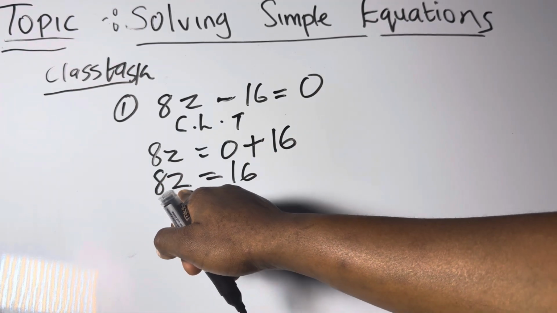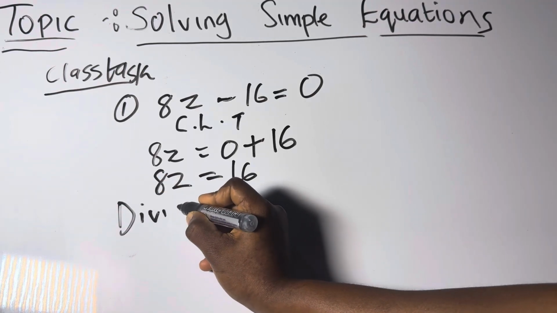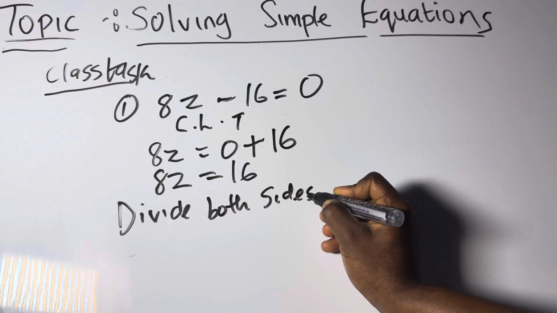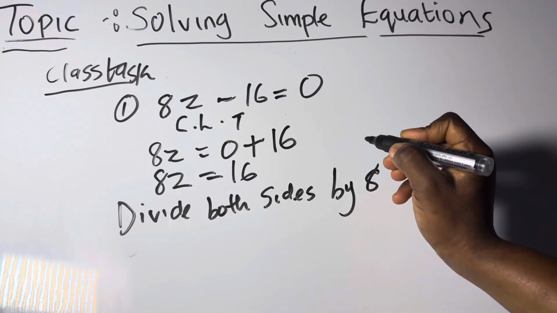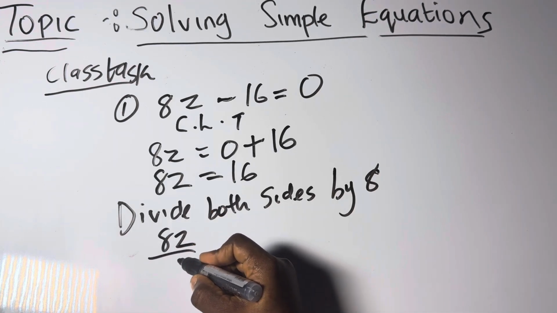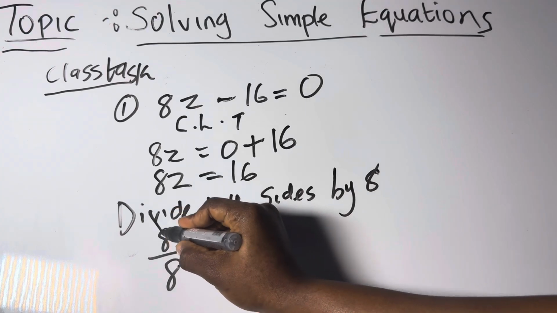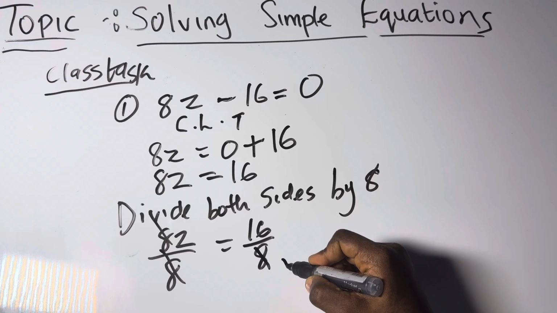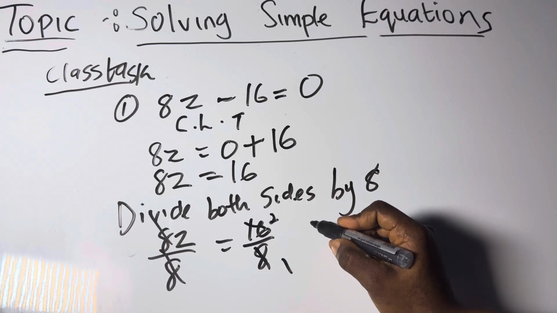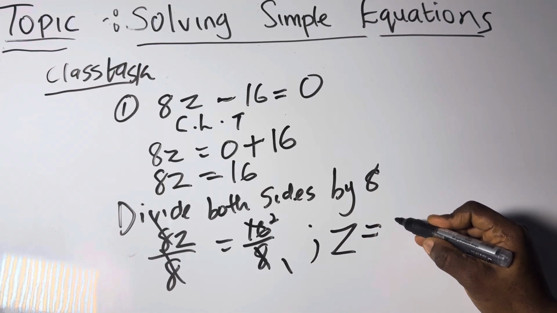Now, to get the z, we divide both sides by 8. So that means 8z over 8 equals 16 over 8. 8 cancels 8. 8 here 1. 8 in 16 gives what? 2. So that means z equals 2.